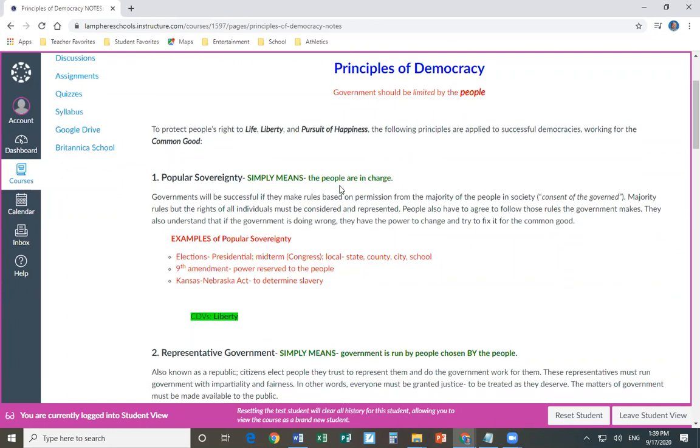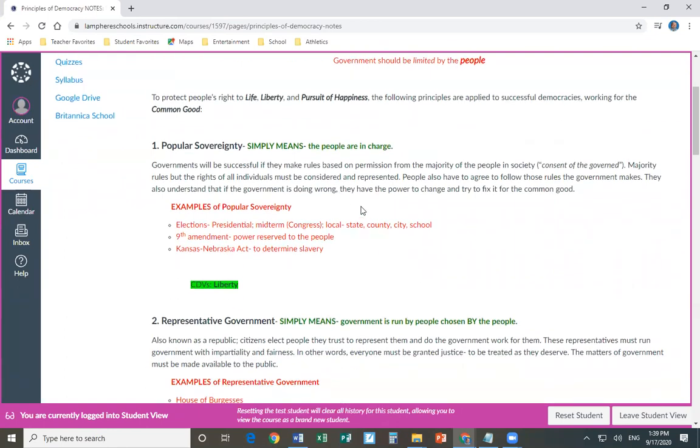So the first thing that is set up is this idea of popular sovereignty. Popular sovereignty literally means the people are in charge. Popular means people, and in the word sovereignty, the root word reign means to have power or to rule over something.